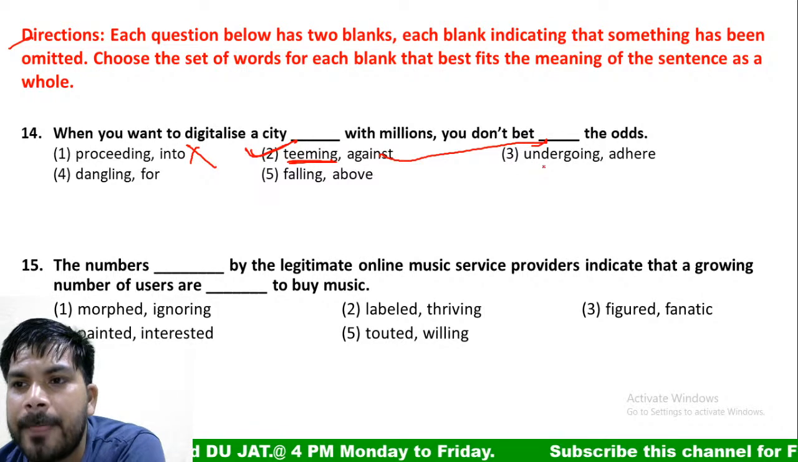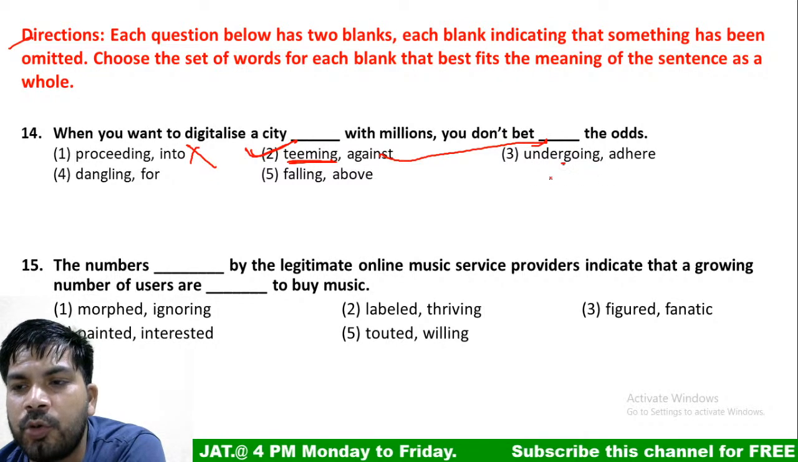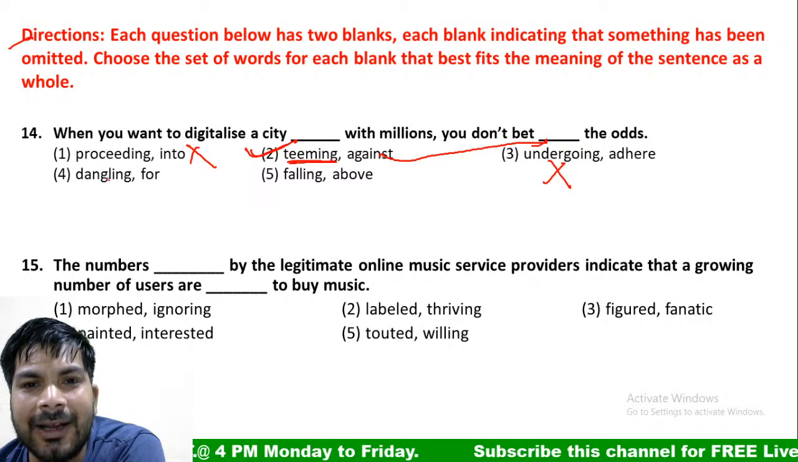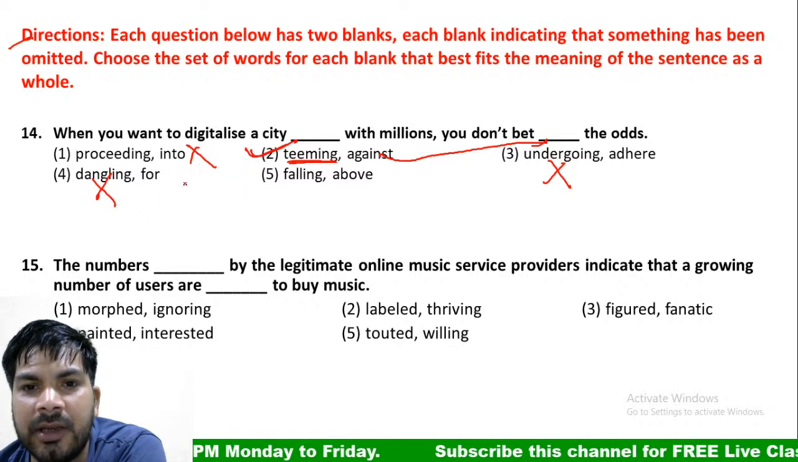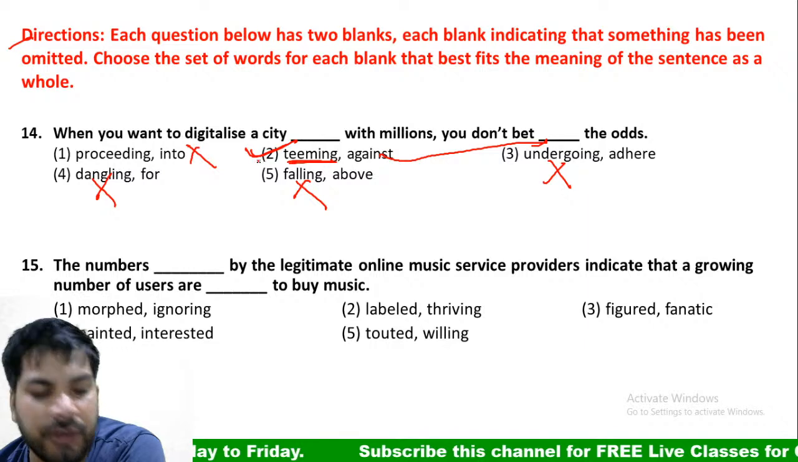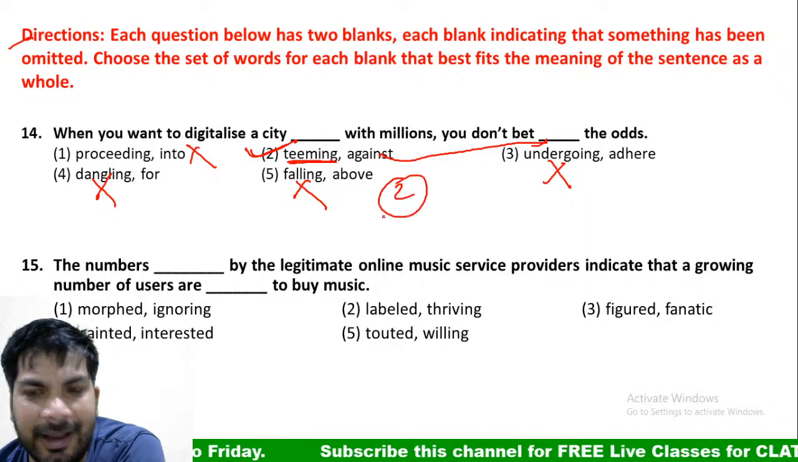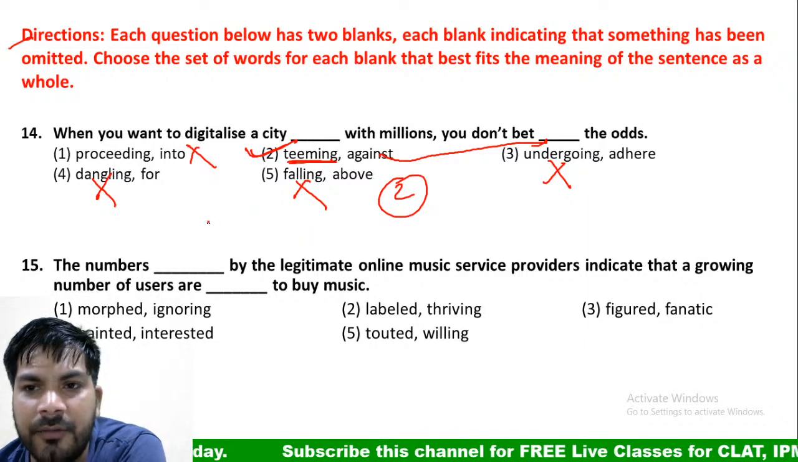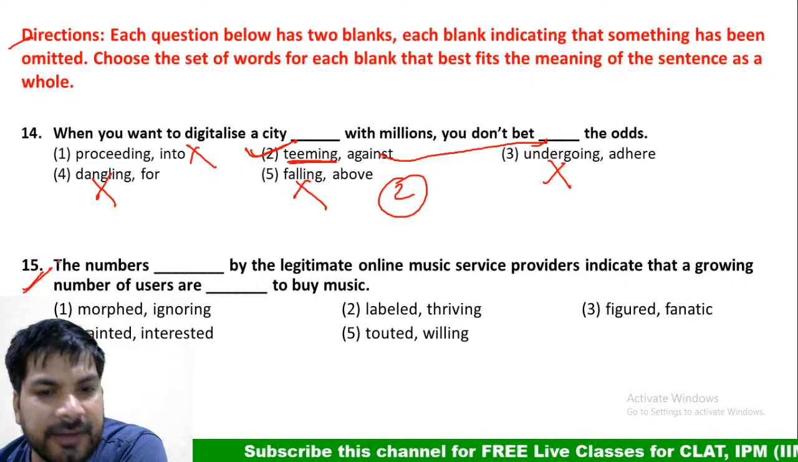Undergoing with millions, you don't undergo with millions. Dangling with millions, you don't dangle with millions. And falling with millions, how would you fall with millions, right? So the correct answer should be the 2nd, as all of you have already answered, which is nice. Question number 15, ladies and gentlemen.